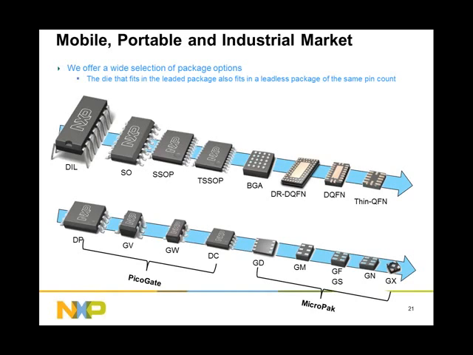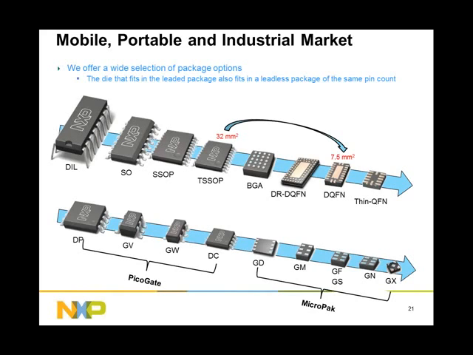Likewise, on the bottom row with the pico gates and the MicroPak, the die that fits in the DP package on the left fits in the GEN package on the right of the same pin count, an 8-lead package on the left, also the 8-lead package of the GEN package on the right.